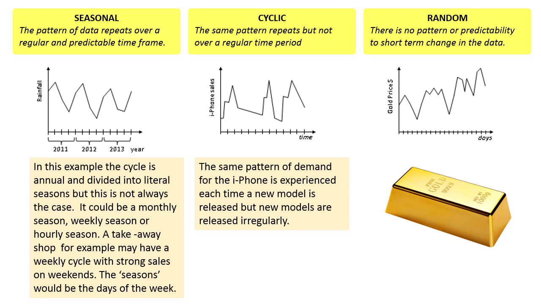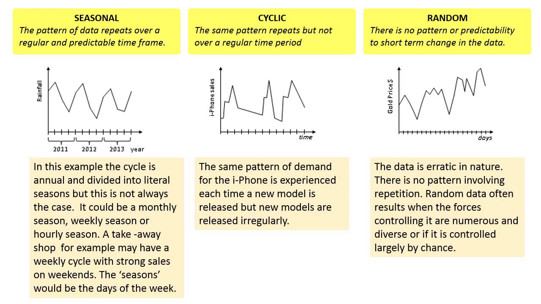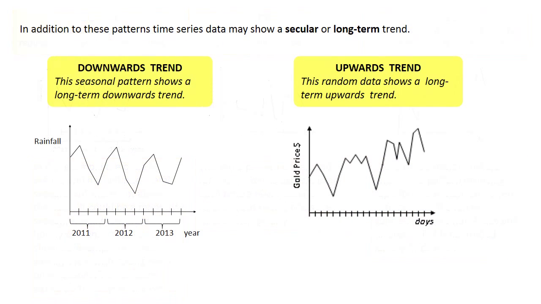If there is no pattern or predictability to change in the data, we say that it's random. Gold price data is a good example. The data is erratic in nature. There is no pattern involving repetition. Random data often results when the forces controlling it are numerous and diverse, or if it is controlled largely by chance. Time series data may also show a secular or long-term trend. The first graph here shows a seasonal pattern with a long-term downwards trend, while the second graph shows random data with a long-term upwards trend.